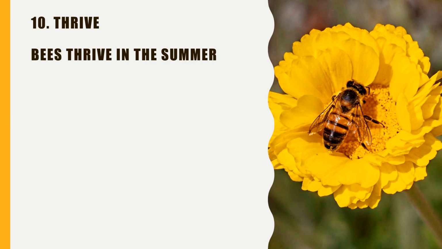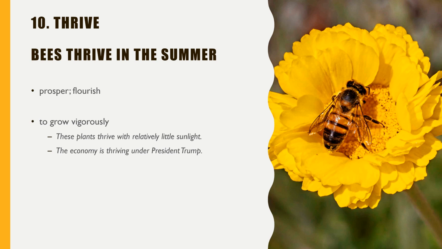Thrive. Bees thrive in the summer. To thrive is to prosper and to flourish. It means you grow very well. So you are growing vigorously. And you can talk about plants and animals growing vigorously. Like this sentence, the plants thrive with relatively little sunlight.